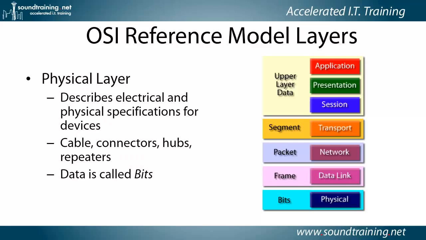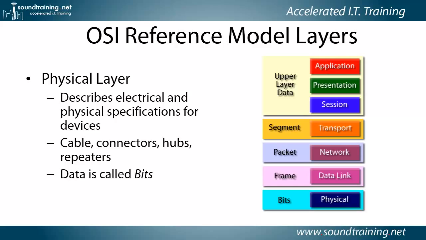Finally, the physical layer. This is where we describe electrical and physical specifications for our devices. Devices that operate here are cabling, connectors, hubs, and repeaters. Actually, we'll just say the data at layer 1 is simply called bits. Something to think about: when you're troubleshooting, you always start at layer 1.